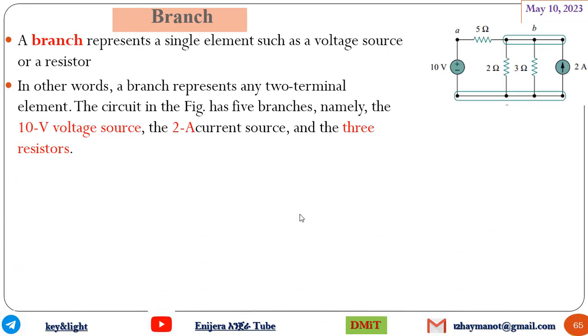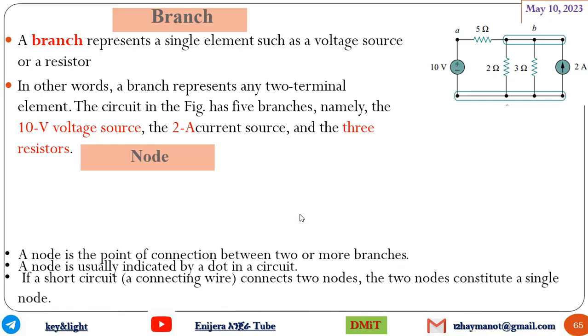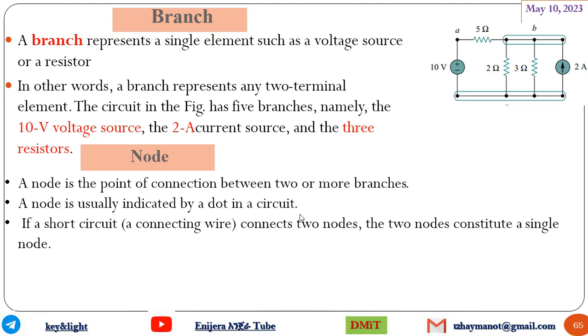So in other words, a branch represents any two-terminal elements. For example, in this circuit there are 1, 2, 3, 4, 5 branches. One branch is 10 volt, the second 5 ohm, the third 2 ohm, the other one 3 ohm, and the other is 2 ampere. What about a node? A node is the point of connection between two or more branches.